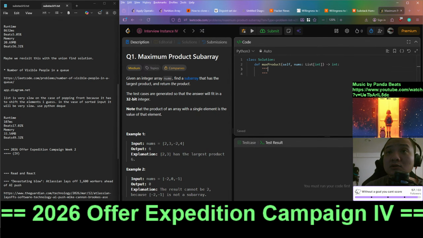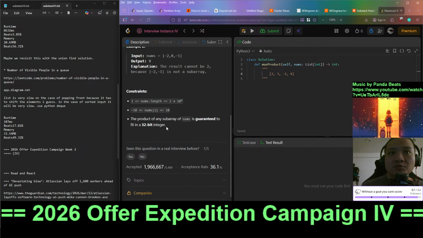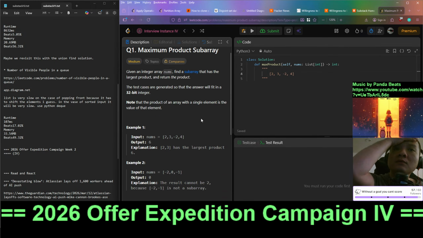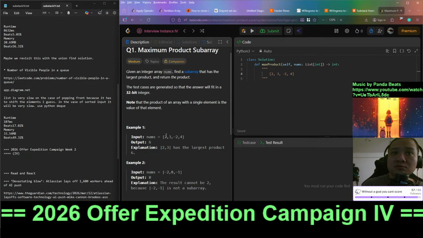So the only thing that we can explore right now is that, right. So we start at 2, right? And it has negative numbers too, so the product of any subarray is guaranteed to fit into a 32-bit integer. Also contiguous. You start here, you can keep multiplying, right?